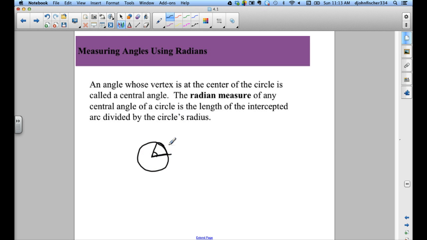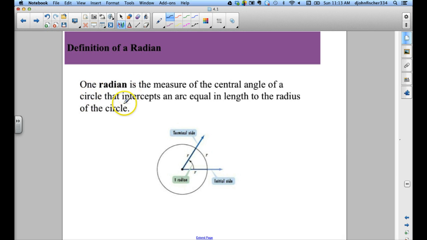That's going to give me my radian measure. Now there's a big definition. One radian is the measure of the central angle of a circle that intercepts an arc equal in length to the radius of the circle. So in other words, 1 rad is the same when the radius and the arc length are the same.